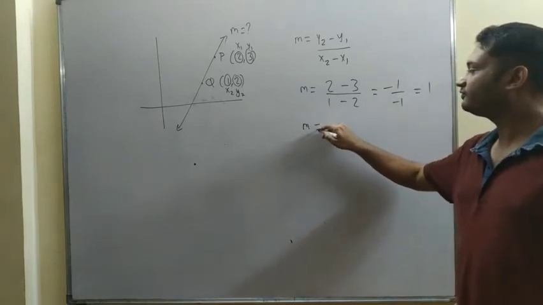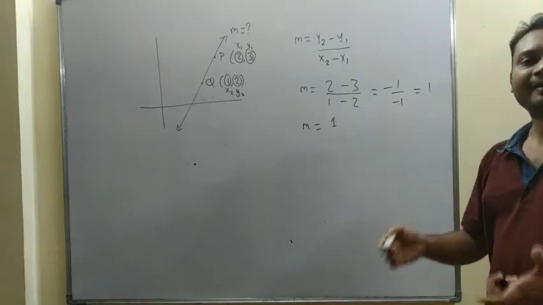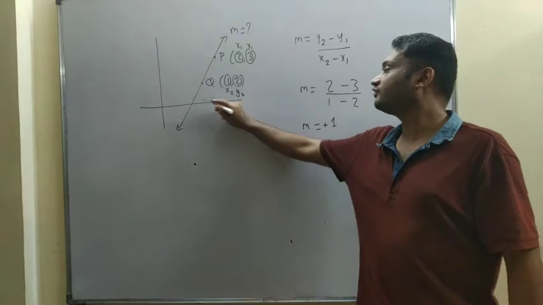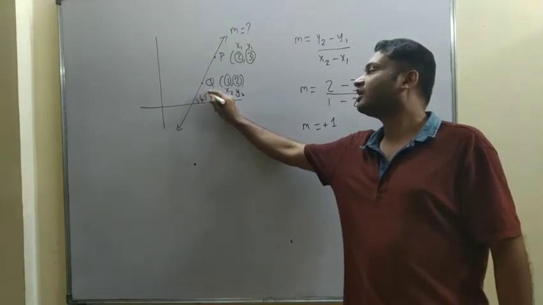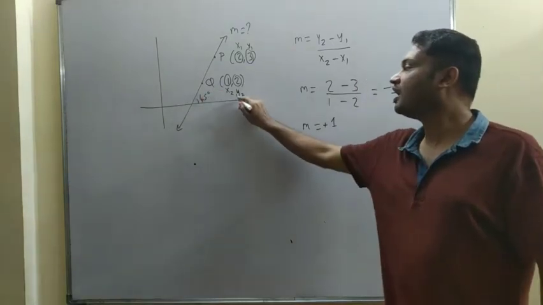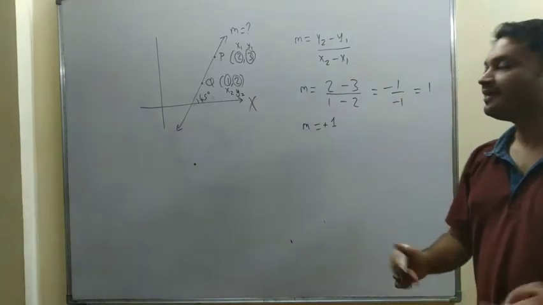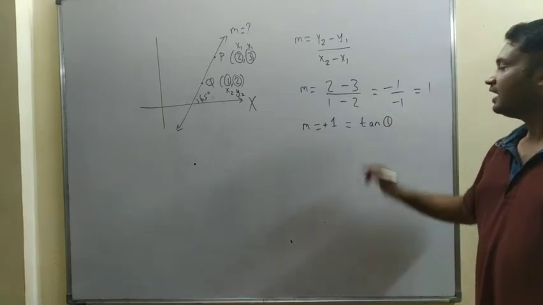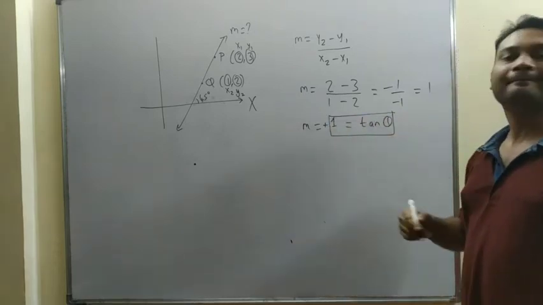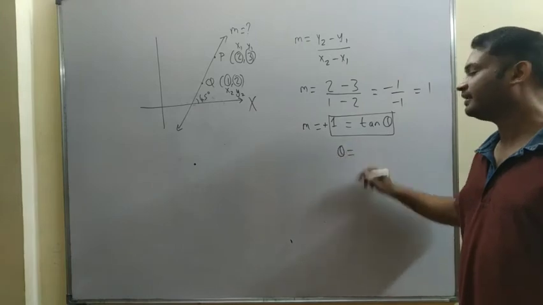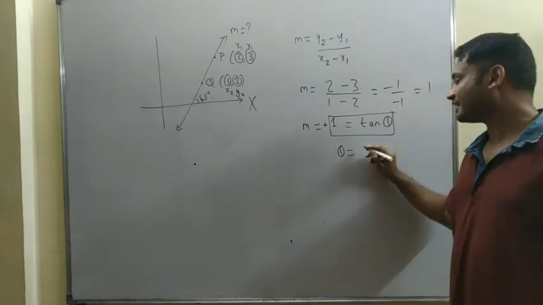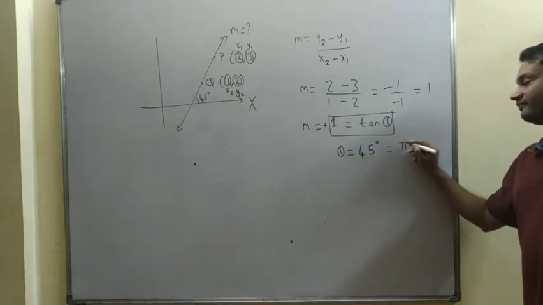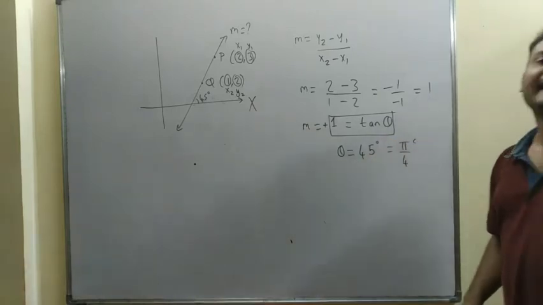So the slope of this line is 1. That means this line makes an acute angle with the positive x-axis. So it will make 45 degrees with the positive x-axis. Why? Because slope is given by the formula tan theta, and tan theta is 1. Means theta, the angle made by the line with the positive x-axis, is 45 degrees, which in radians we can say pi by 4 radians.